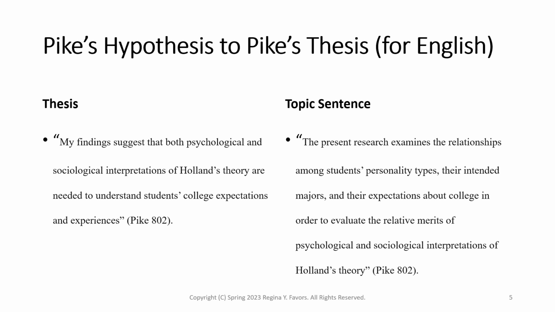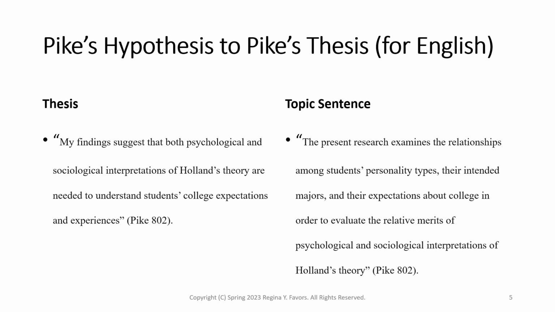So when you look at his thesis, we're calling it a thesis for our paper. But of course, when you look at this thesis, it's actually in psychology conclusions or his findings. "My findings suggest that both psychological and sociological interpretations of Holland's theory are needed to understand students' college expectations and experiences." So we add a citation there. So these are his findings, what we would represent within our paper as a thesis, or the author's position or purpose for writing, or purpose for bringing in the information.